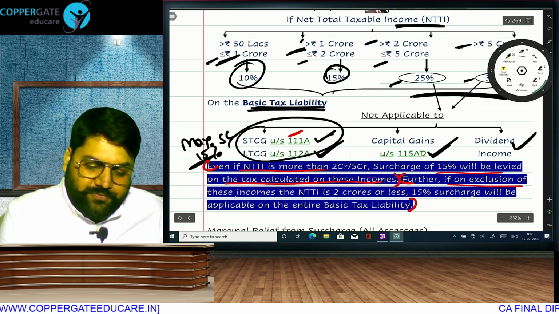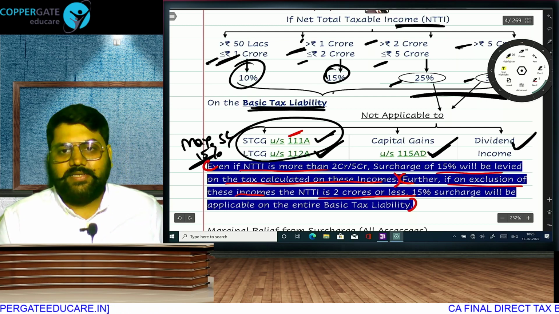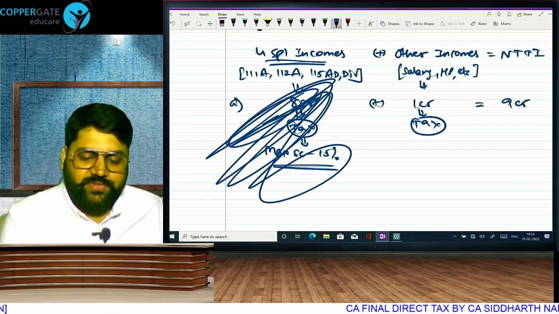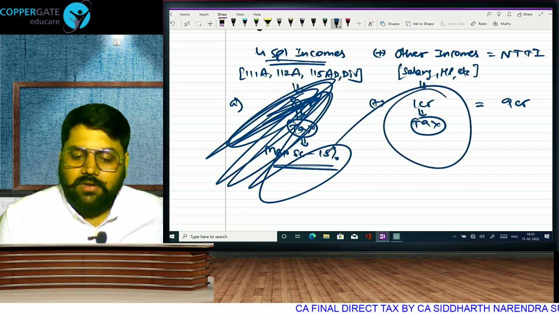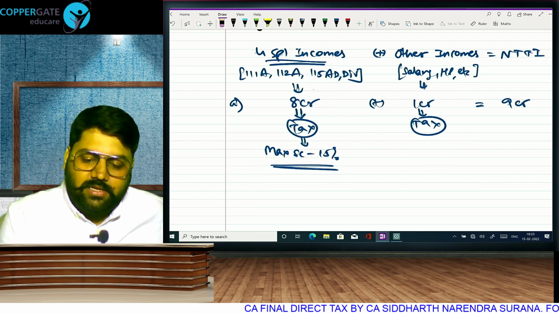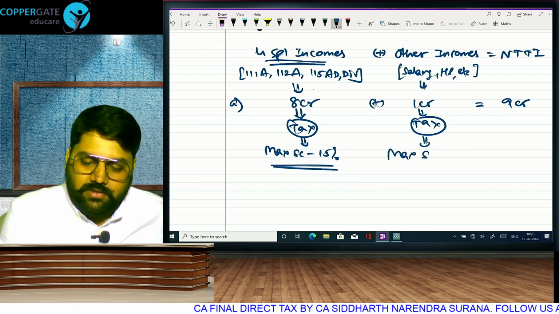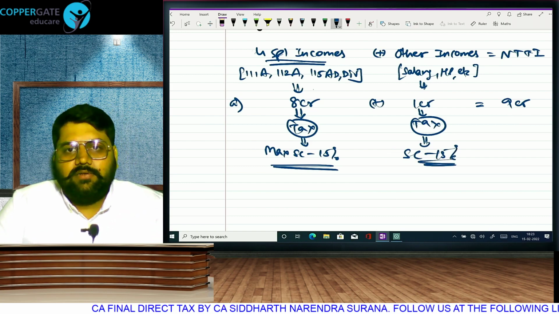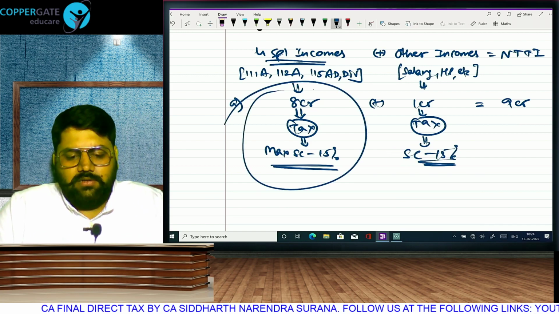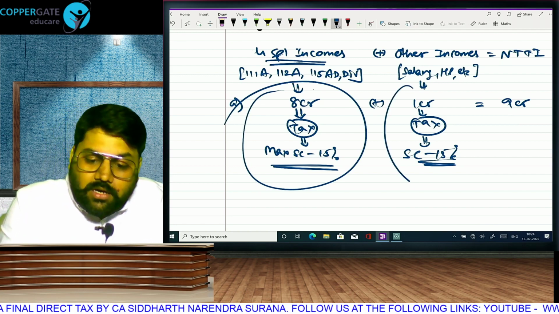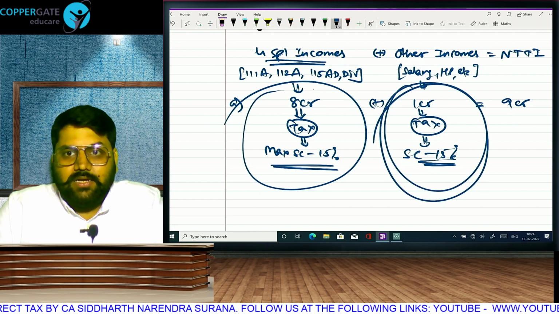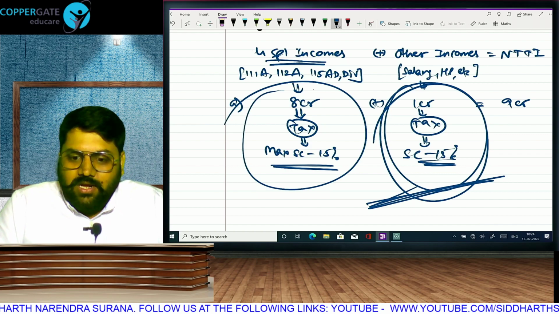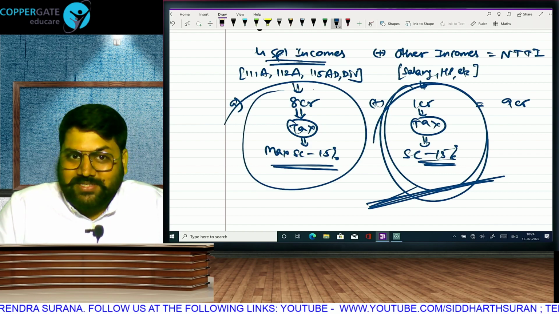If on exclusion of these incomes, the NTTI is 2 crore or less. Exclusion of these incomes. Which income? Special income. Exclude this. Remove this. Then what is the remaining income? Less than 2 crore. Then in that case, your entire surcharge will be 15%. Here also, your surcharge will be 15%. This will never be more than 15. Here highest is 15. Here you check whether this income alone has crossed 2 crore rupees. Then only 25 will apply, or 5 crore rupees, then 37 will apply.